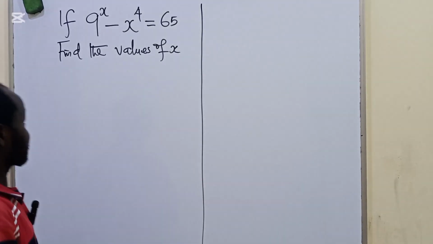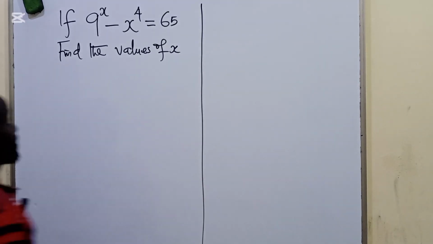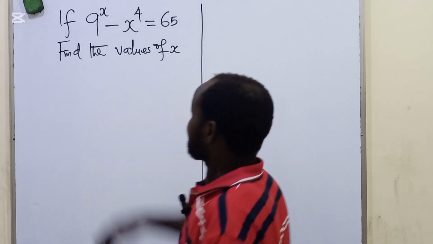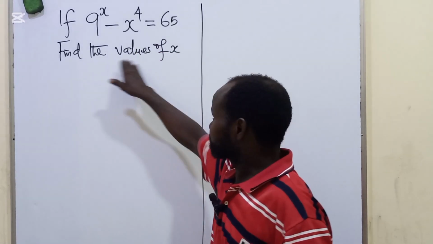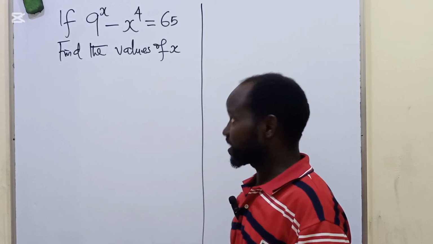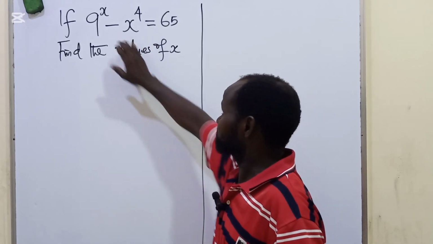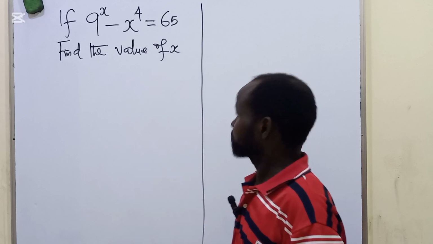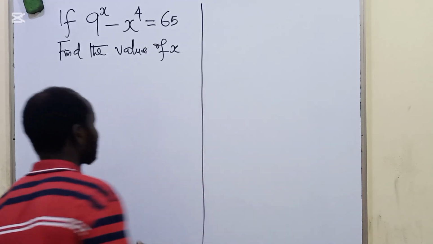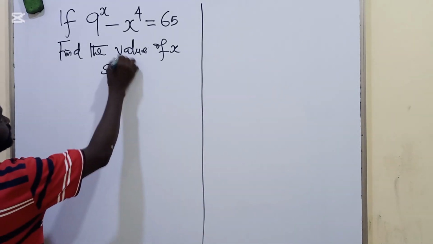Let's consider this question. If 9^x − x^4 = 65, we are asked to find the values of x. What will be the value of x that will satisfy this equation? So let's look at how we can solve this. Let's write down the solution.